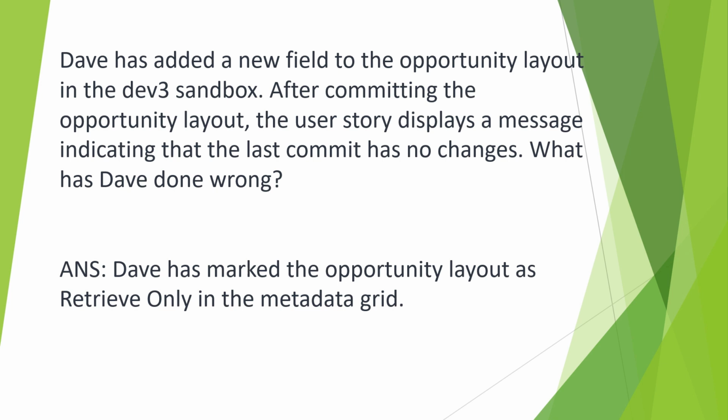Dev has added a new field to the opportunity layout in the Dev3 sandbox. After committing the opportunity layout, the user story displays a message indicating that the last commit has no changes. What has Dev done wrong? Dev has marked the opportunity layout as retrieve only in the metadata grid.